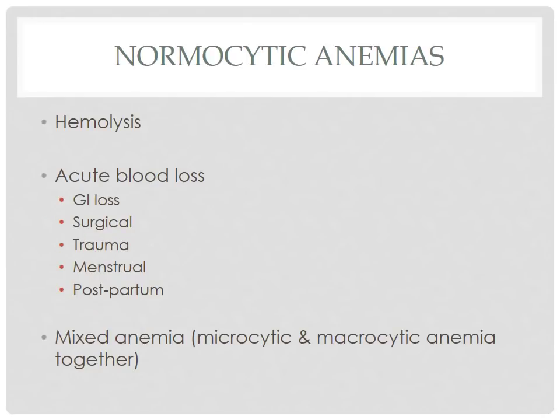The normocytic anemias are usually caused by 2 different things: either hemolysis, so red blood cell lysis or red blood cell breakdown or destruction, or they're caused by some sort of acute blood loss. And these can be a variety of different reasons, usually GI, but also can be surgical trauma, menstrual related, or postpartum. But remember, these are acute blood losses, not chronic slow blood losses. There also are some mixed anemias, so you could have a macrocytic and a microcytic anemia at the same time, and it could appear to be a normocytic anemia.